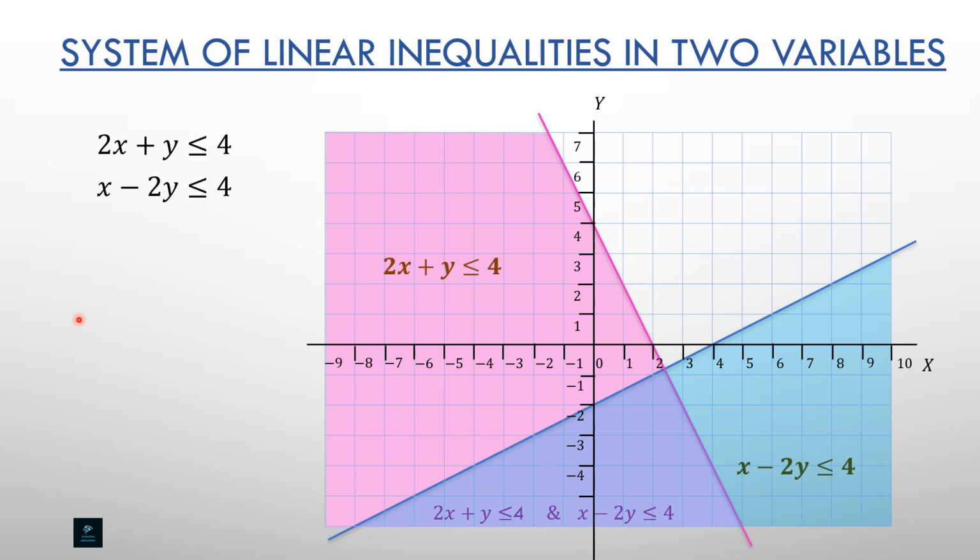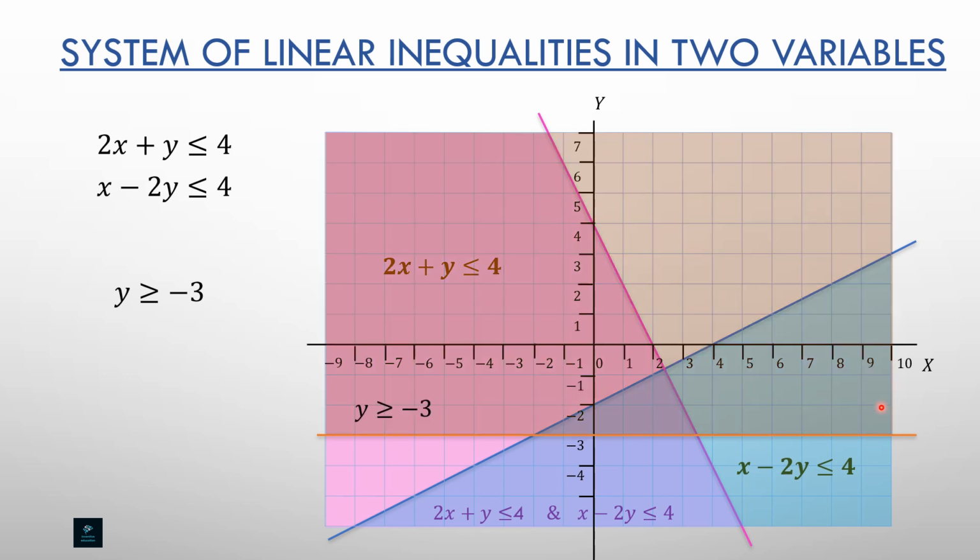Suppose that we have another inequality given by y greater than or equal to minus 3. This is represented by this orange line. This orange line represents y equals minus 3, and this shaded region represents the inequality y greater than or equal to minus 3. Now the common shaded area is this little triangle.